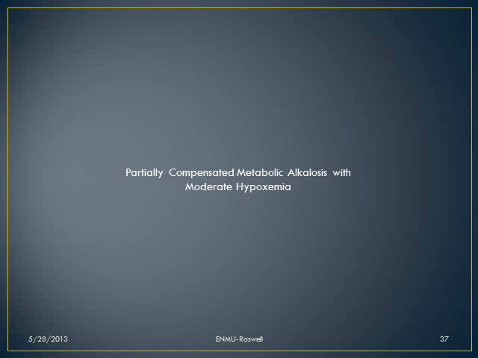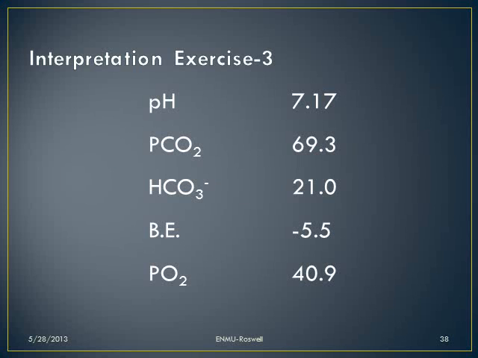Understand? Okay. Number 3, 7.17. Acidosis. Does the CO2 of 69.3 explain acidosis? Oh, yes it does. Does the bicarb of 21 explain acidosis? No, but it looks like it's trying to compensate already. 21? That's low, huh? It's not compensating at all. 22 to 26 is the range for bicarb, isn't it? Yes, but it's below 22.